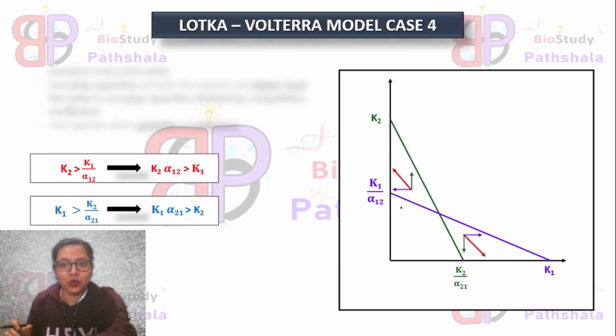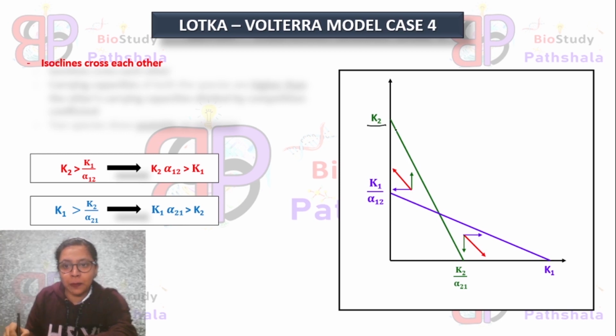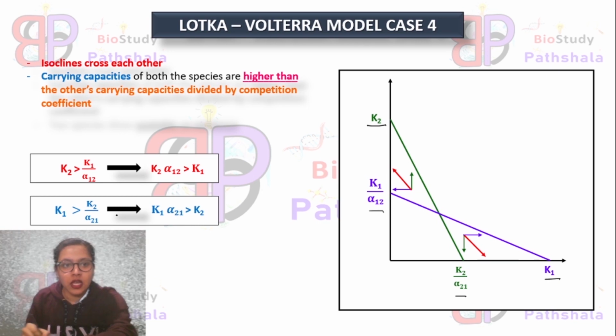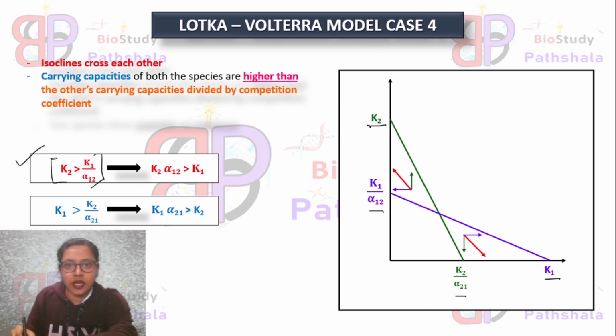You can see here the 2 isoclines are again crossing each other, and here the carrying capacities, that is K1 and K2, are much greater than the carrying capacity divided by the competition coefficient, right? Now we will see the conditions here. K2 is greater than K1 divided by alpha 1 2. So here K2 is greater than K1 divided by alpha 1 2. You can see. The second condition is K1 is greater than K2 divided by alpha 2 1. So here K1 is greater than K2 divided by alpha 2 1.